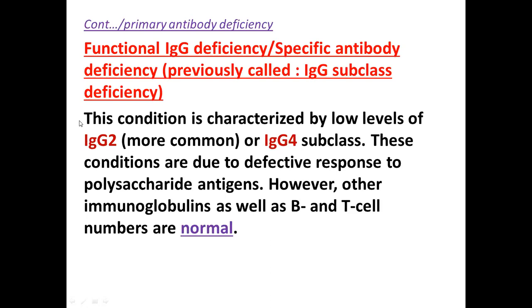These conditions are due to defect in response to polysaccharide antigen. These patients cannot mount immune response against polysaccharide. However, other immunoglobulins, B cells, T cells are all normal. Only the deficiency in the subclass, mainly IgG2 or less likely IgG4.